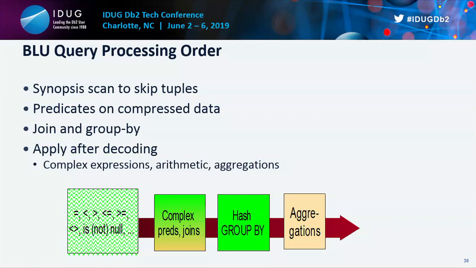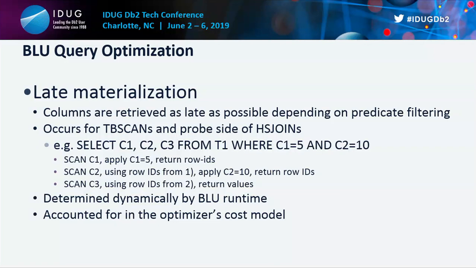Processing query order. The first thing is we use the synopsis scan to skip as many tuples as much as we can. Then we try to do predicates on as much of the compressed data as possible. Like I said, you will encode what's coming in and compare it to compressed data. Then joins and group bys, the expensive operations, try to get them going on as minimum a number of rows as possible. And then, after you decode, you do complex expressions, all the math, all the aggregation. So, try to do the things that get rid of the most data and are as cheap as possible, and the more expensive things you do later. This is just a rough order of how we try to optimize things.